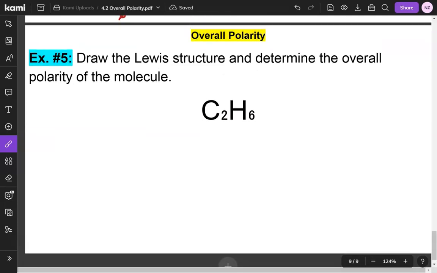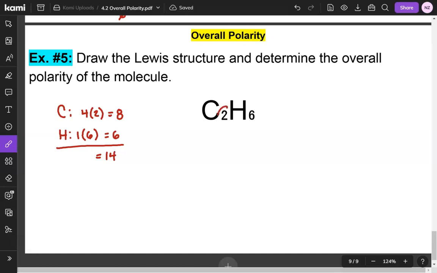All right, draw the Lewis structure and determine the overall polarity of the molecule. This time we have C2H6, so carbon, hydrogen. Carbon is 4, there's 2 of them, that's 8. And then hydrogen, each one of those is 1. We have 6 of those, so that makes 6. 8 plus 6 is 14.